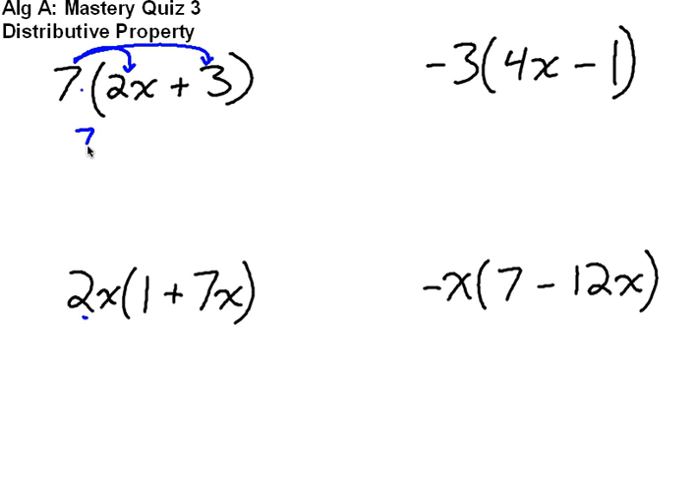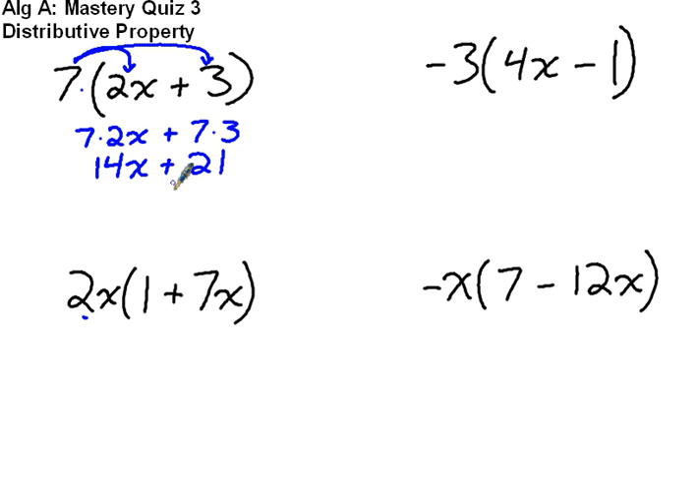So let me write that down for you. 7 times 2x. The plus comes right down, and then we do the other arrow, 7 times 3. Then we actually do this multiplication that we've got down here. 7 times 2 is 14. Still have our x, plus 7 times 3 is 21.